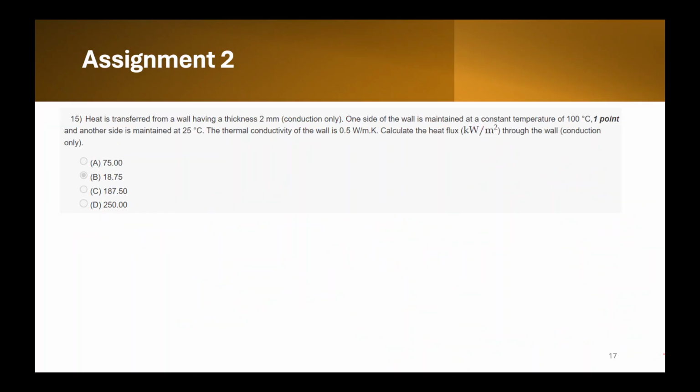1.3 is the answer. Next, we look at another question from assignment 2.